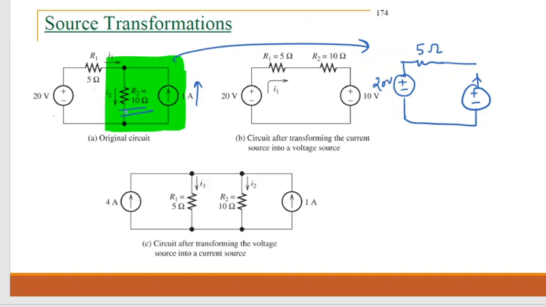The resistance is how much? 10. So the same amount of resistor must be connected in series, that is 10 ohm. Now see, we simplify it by converting this current source into a voltage source. Basically, that green portion is replaced by this green portion, right? Now, can you tell me any one benefit that we get after converting from a current source to a voltage source?